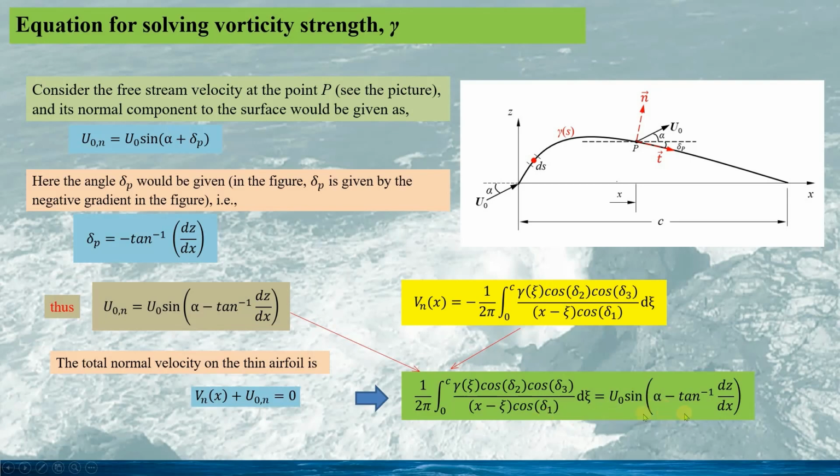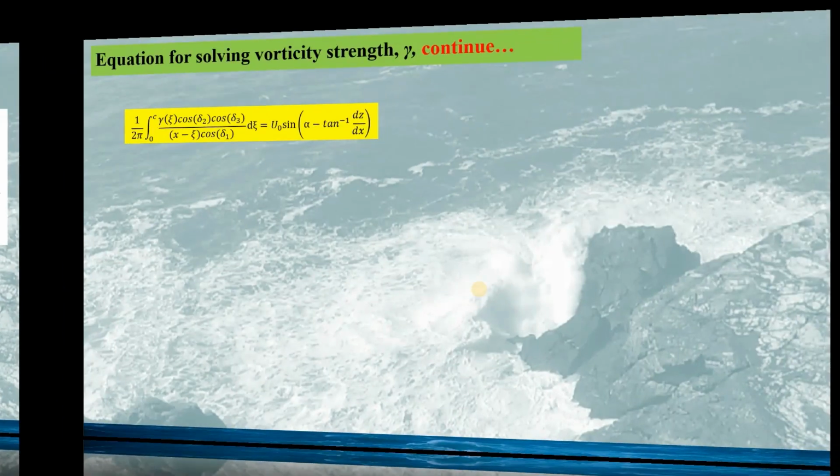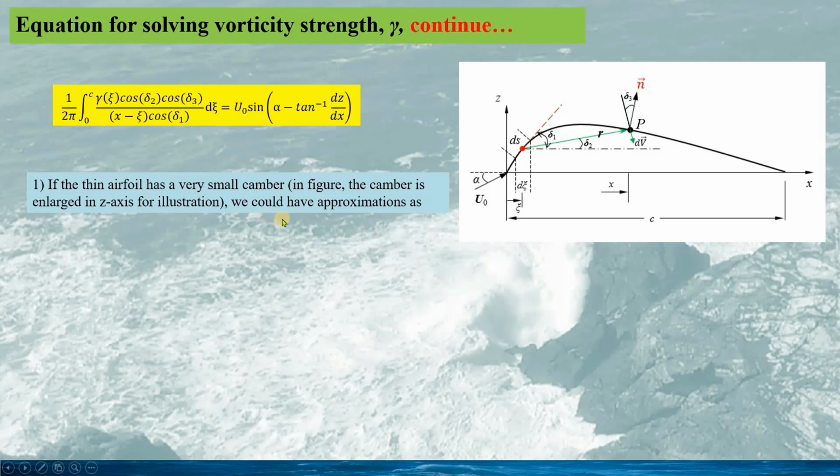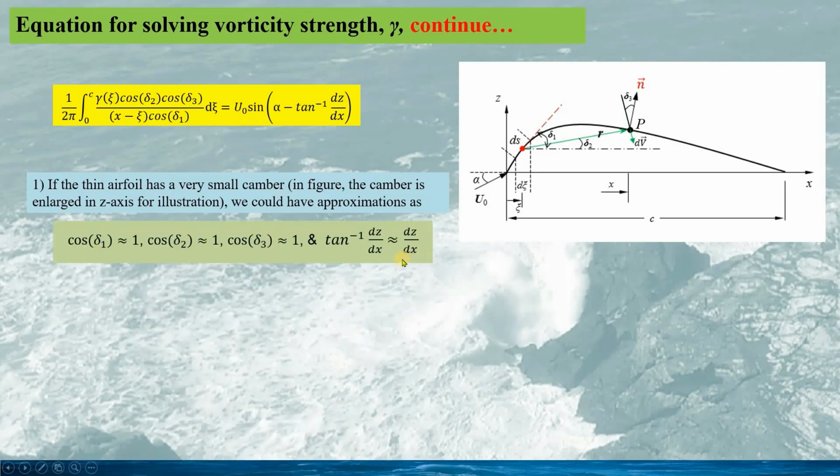Here, we can see the mathematical equation is quite complicated. To solve this equation, two assumptions must be made here. The thin airfoil has a small camber. In the figure, the camber line is enlarged in the z direction for the purpose of illustration. Therefore, we could have the small angles delta 1, delta 2, and delta 3, as well as the tangent at the camber line at the point P.